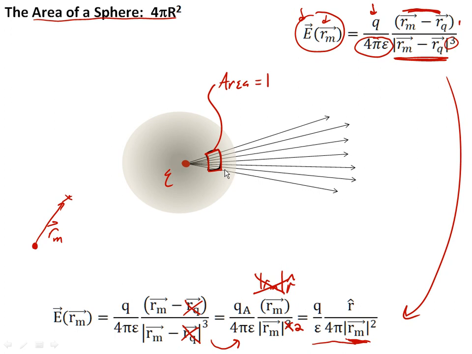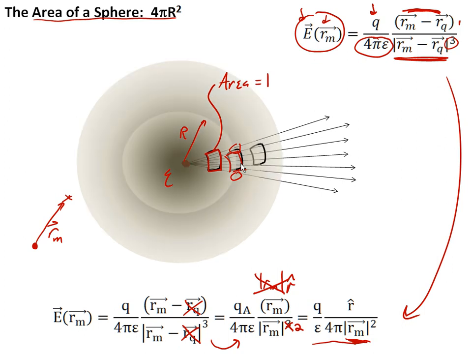But if I draw a bigger sphere, and let's call this radius r, that's how big the radius of the sphere is. If I draw a second sphere and still keep my area at 1, you'll notice that some of the force rays now miss. They don't go through the area. And if I draw a third, bigger sphere, with radius R3 increased, even more of the force rays don't go through that area.